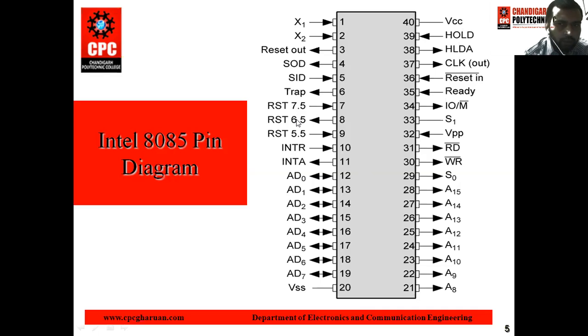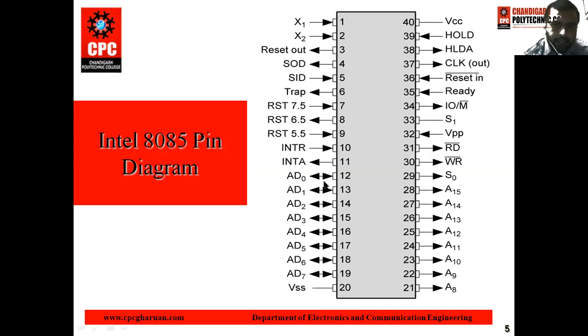to perform their operations. The highest priority interrupt is TRAP. After that, RST 7.5, then RST 6.5, then RST 5.5. And the least priority interrupt is INTR.